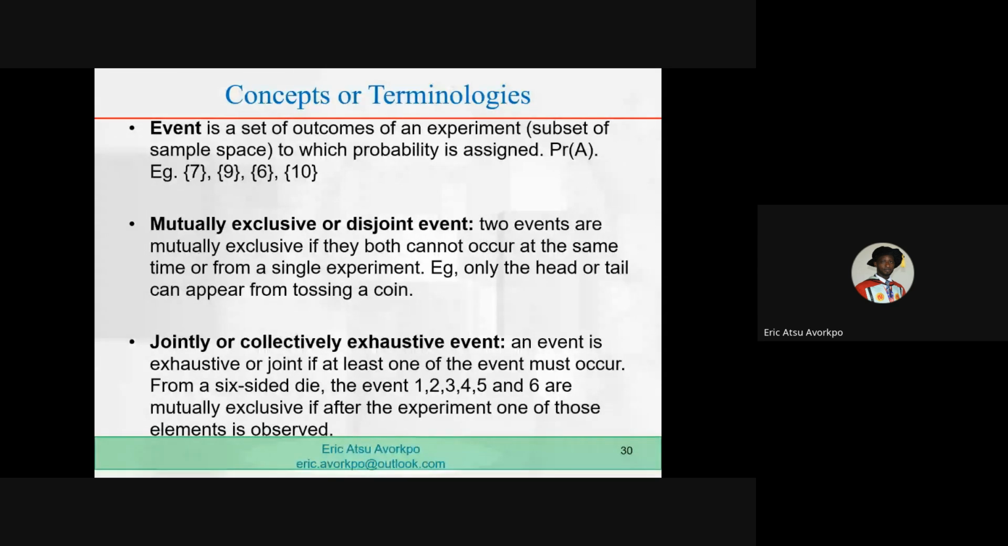Let's say, for example, from a 6-sided die, the events 1, 2, 3, 4, 5, and 6 are mutually exclusive if after the experiment one of these elements is observed at the end of the day. That way, they are mutually exclusive and at the same time exhaustive.